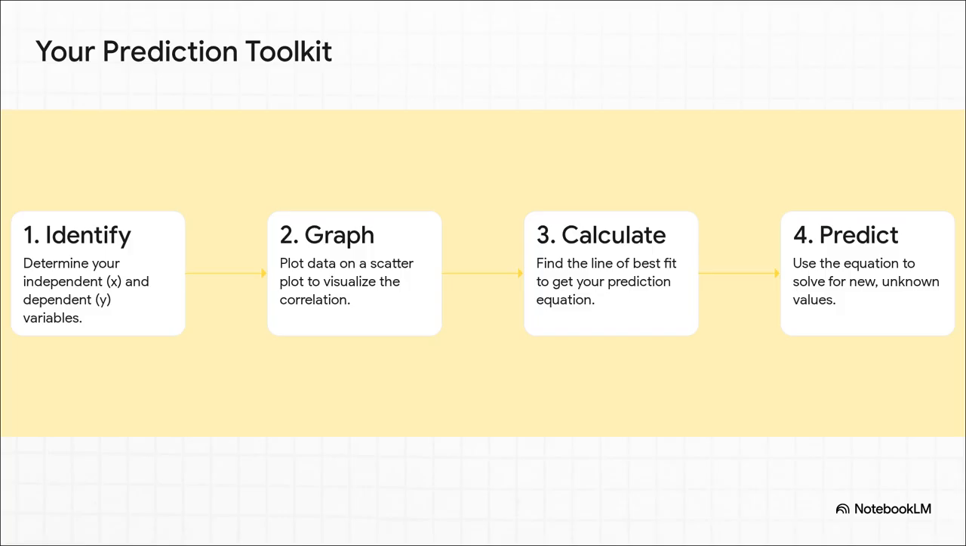It all starts when you identify what you're changing and what you're measuring. Then you graph it so you can visually see the story. After that, you calculate the line of best fit to get your magic formula. And finally, you predict, using that formula to explore all kinds of new possibilities.